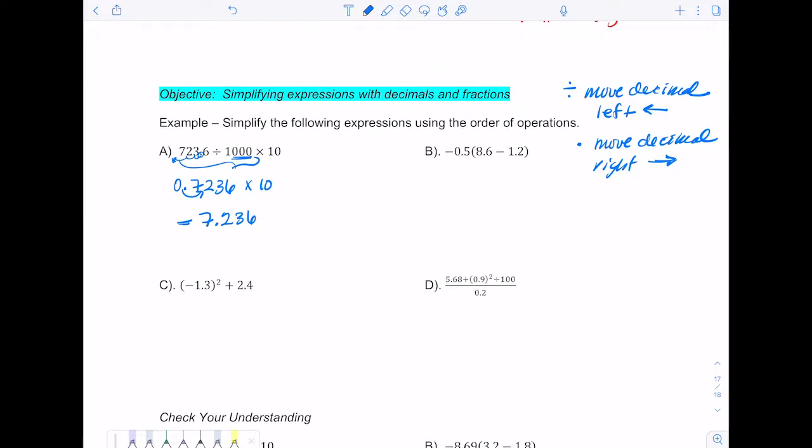So here in letter B, we would first want to do parentheses, which is 8.6 minus 1.2. So you're going to line the decimal points up, and I'm going to subtract. 6 minus 2 is 4. Bring down the decimal point, so line your decimal points up. 8 minus 1 is 7. So what I'm left with is negative 0.5 times 7.4. Okay, so now I need to multiply 0.5 times 7.4.